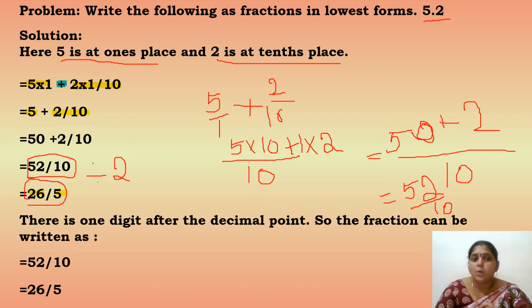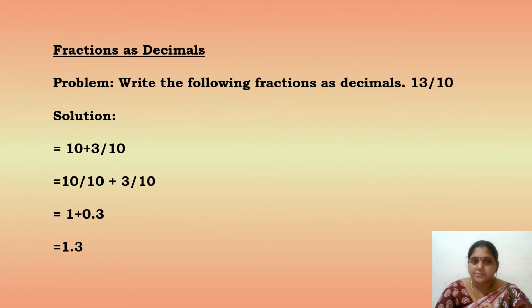There is one digit after the decimal point. So the fraction can be written as 52 by 10 is equal to 26 by 5. You have written it in the simplest form. No need to change into the decimal form. Only the fraction we have converted into the simplest form. Understood, Nana? Now we'll go further.